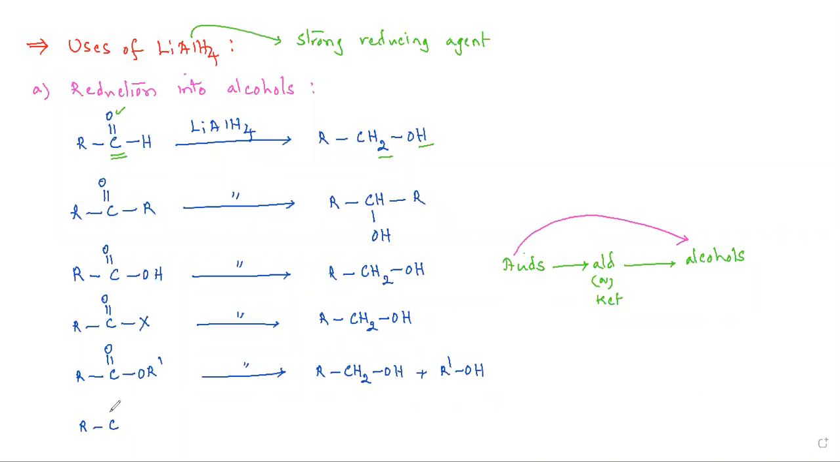Even the anhydrides. If suppose we take different, we get different alcohols. Otherwise, we can just get similar kind of alcohol. Next. Even the epoxides are converted into alcohol. Just now we have seen.